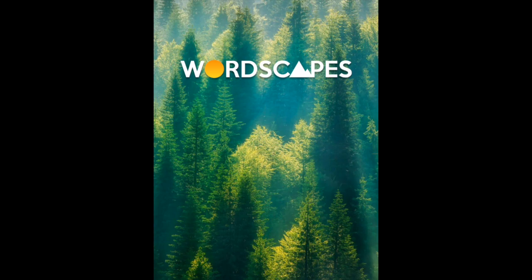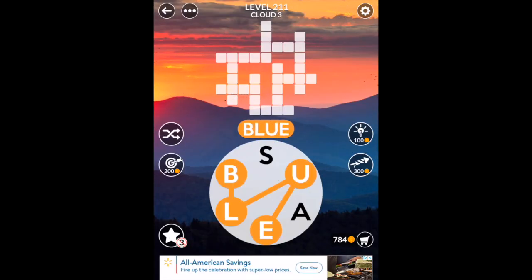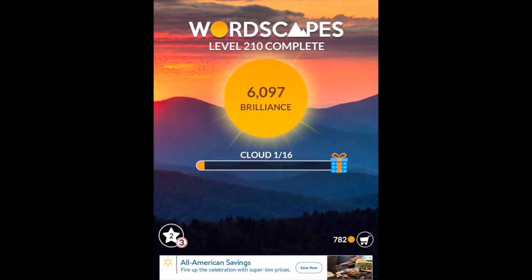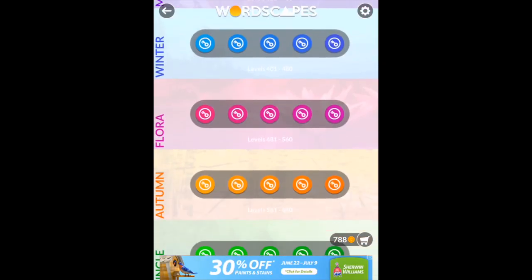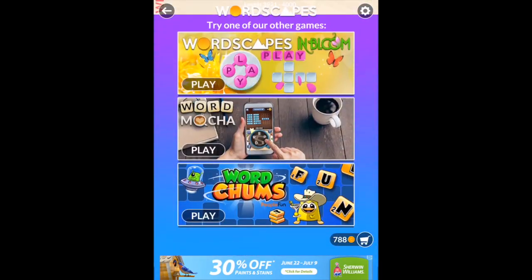Today we'll be finding the probability of something in a game called Wordscapes. If you aren't familiar with Wordscapes, it's a game where they give you some random letters and you draw lines to make words and complete crosswords. There are 4,000 total crosswords in the game, which means that I have completed 5% of the game.